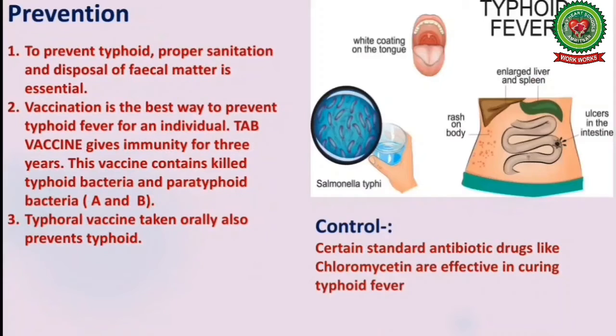Now, the prevention of typhoid. To prevent typhoid, proper sanitation and disposal of fecal matter is essential. Vaccination is the best way to prevent typhoid fever for an individual. TAB vaccine gives immunity for 3 years. This vaccine contains killed typhoid bacteria and paratyphoid bacteria A and B. Typhoid vaccine taken orally also prevents typhoid. Now, talking about the control, certain standard antibiotic drugs such as chloromycetin are effective in curing typhoid fever.